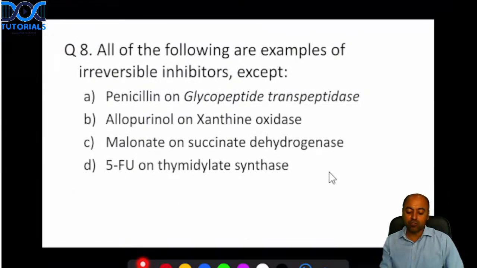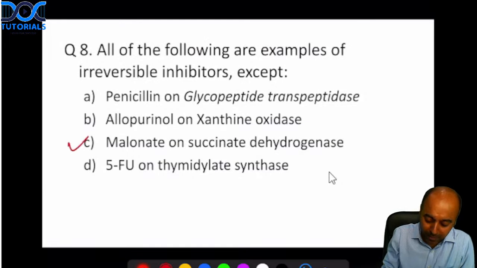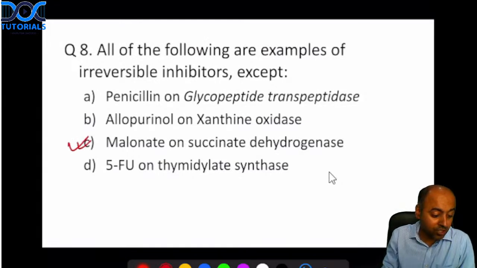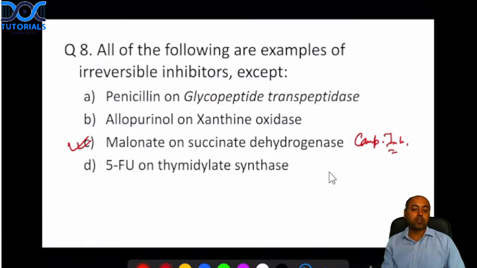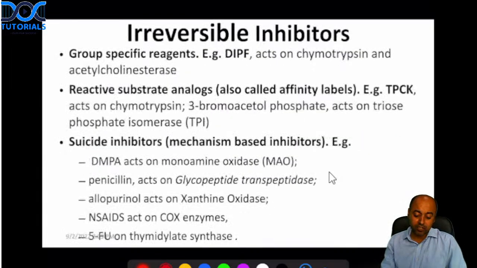Coming back to enzymes: all the following are examples of irreversible inhibitors except, so I'm sure if you know, malonate on succinate dehydrogenase is competitive inhibition. This is not an irreversible inhibition. This is a competitive inhibition. Malonate on succinate dehydrogenase. The others are examples of irreversible inhibition.